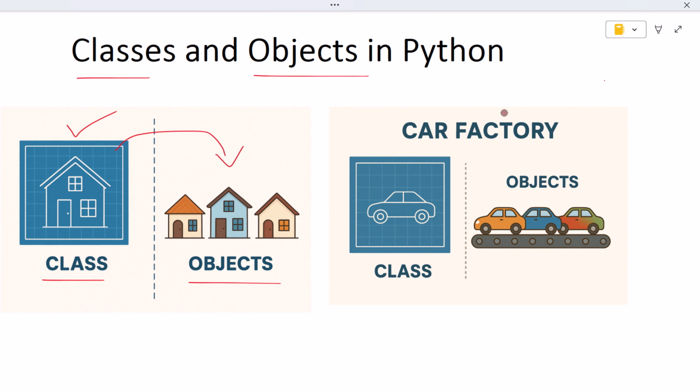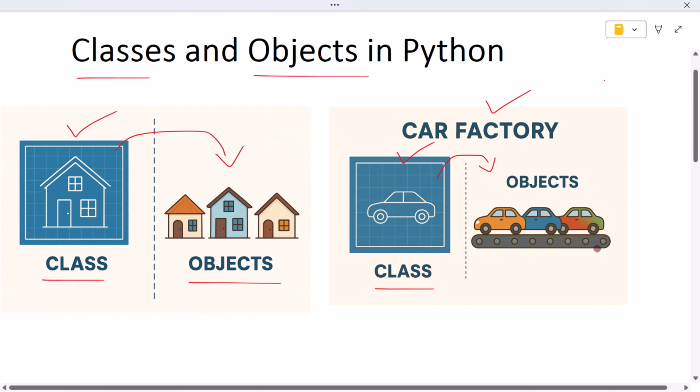Let's take one more real-world example, a car factory. Imagine a car company like Toyota. They design a car model on paper with 4 wheels, a steering wheel, engine and some features. That design is a class. Now the factory builds hundreds of real cars using that design. Each car may be red, blue, black with different features. Those are objects, real cars based on the same class.